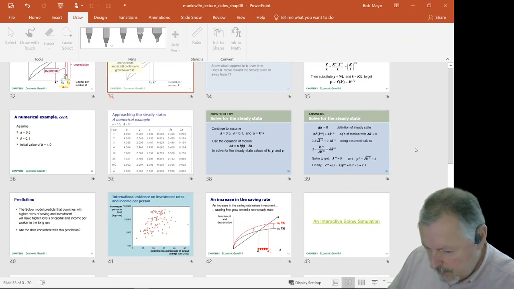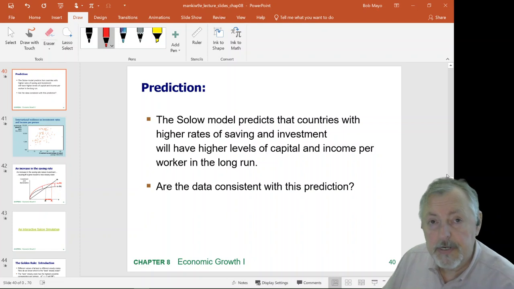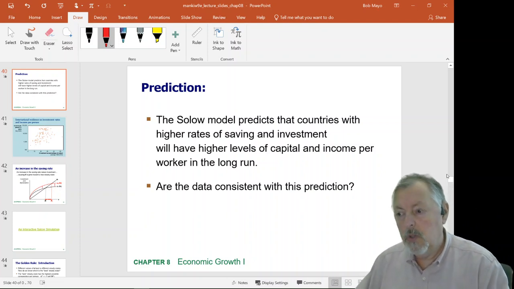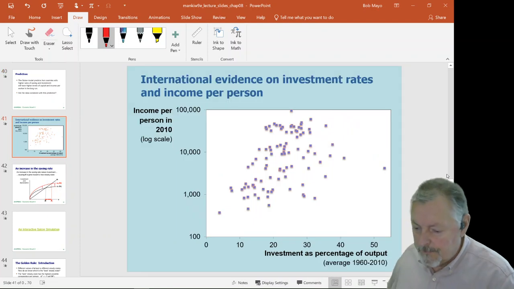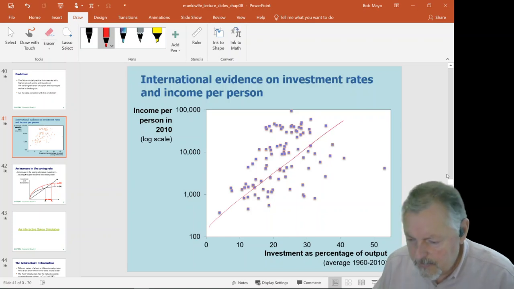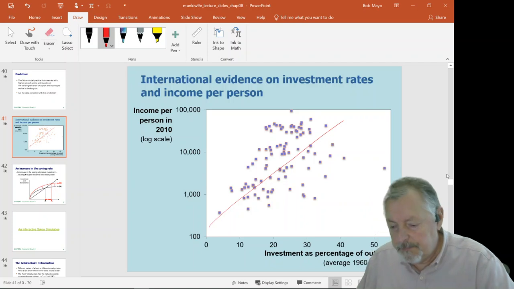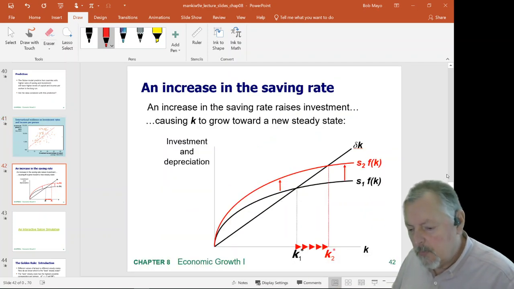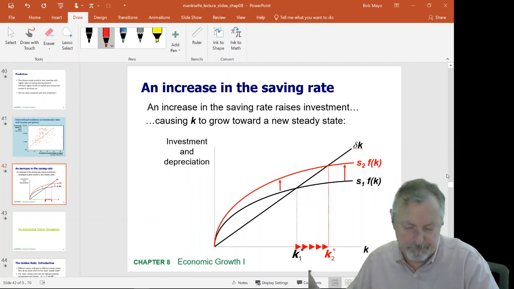Let's see. Solow model makes some predictions that countries with higher savings rates will have higher levels of capital and therefore income per worker. Well, you can see that there is a positive relationship. Not terribly tight, but it's certainly consistent with the model. Now remember, the savings rate is exogenous. We're just saying people save blank amount.